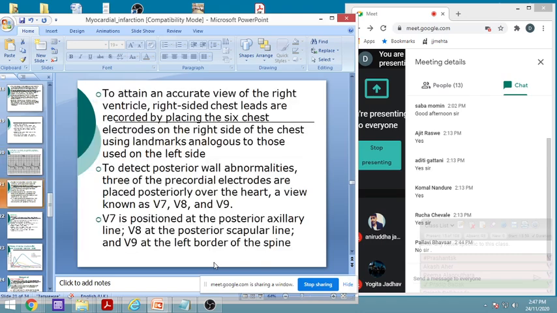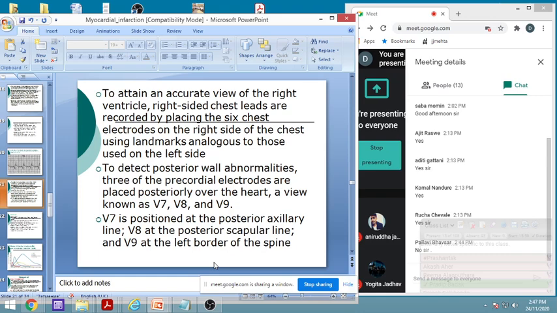For the right ventricular view, the right side chest leads are recorded by placing 6 chest electrodes on the right side of the chest. They use landmarks analogous to those used on the left side. Nowadays, therefore, we get 12 leads: 6 on the left side, 6 on the right side. And they detect posterior wall abnormalities.